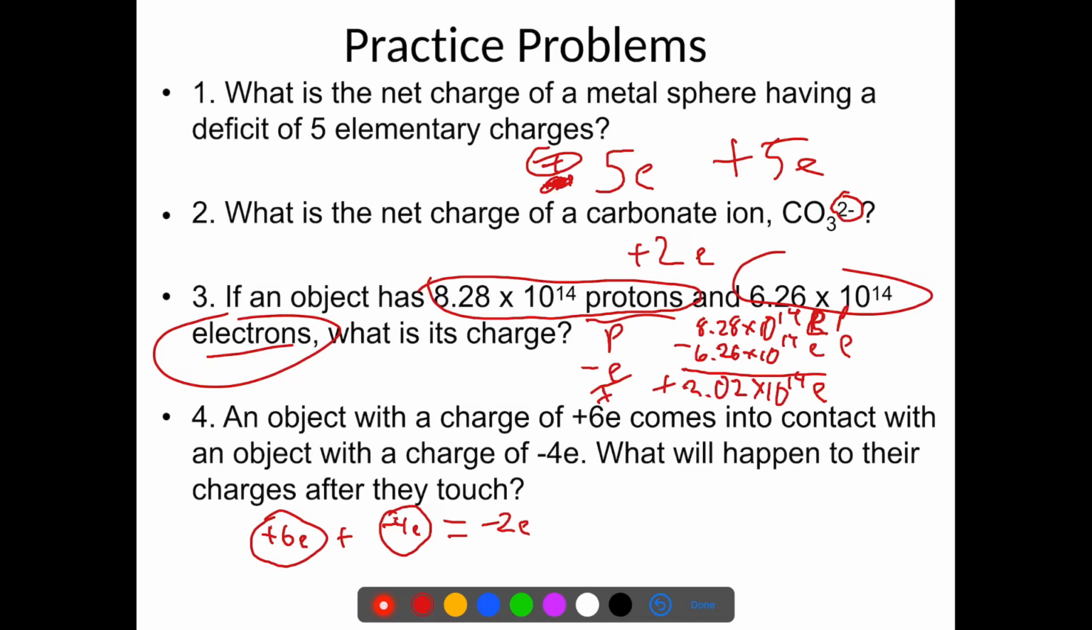Negative 2e total if they touch, and they're going to disperse as much as they can. So I'm going to have negative 1e on one and negative 1e on the other, because they're going to distribute. I hope that made some sense, and we'll get some more practice in the next few lessons.